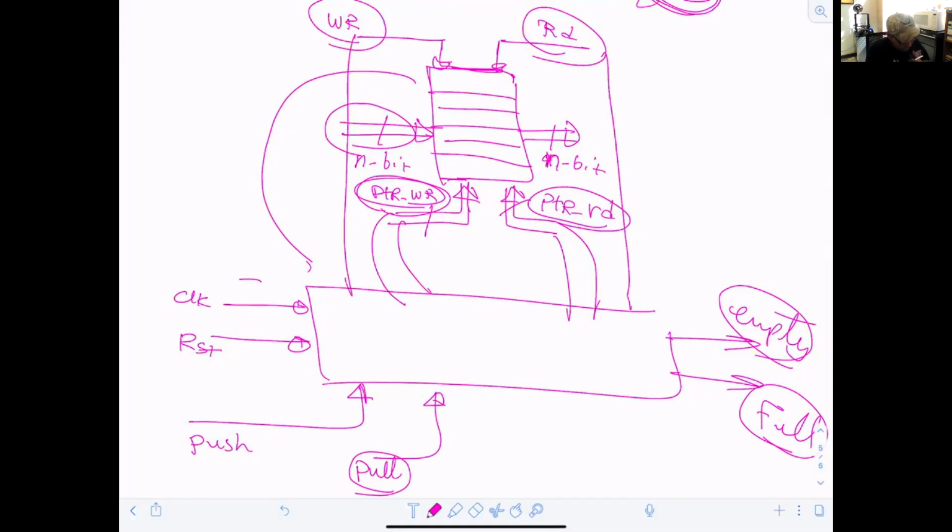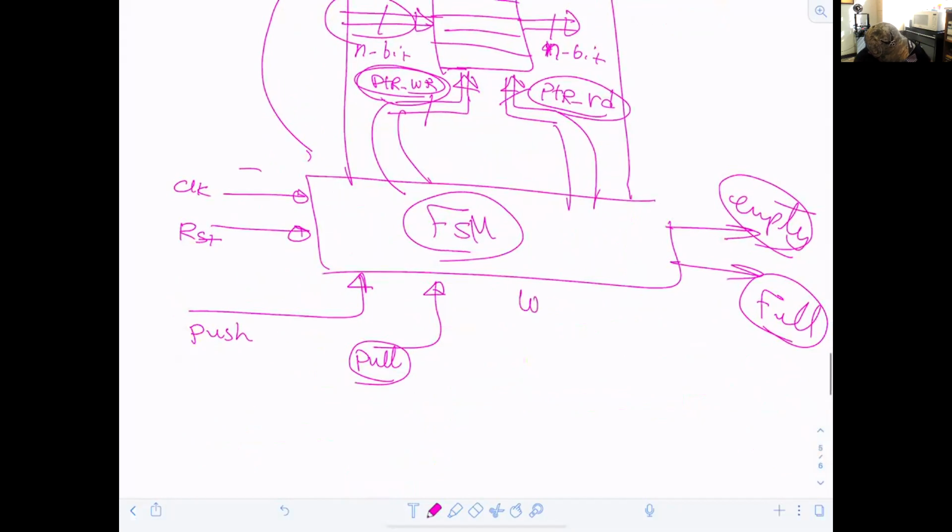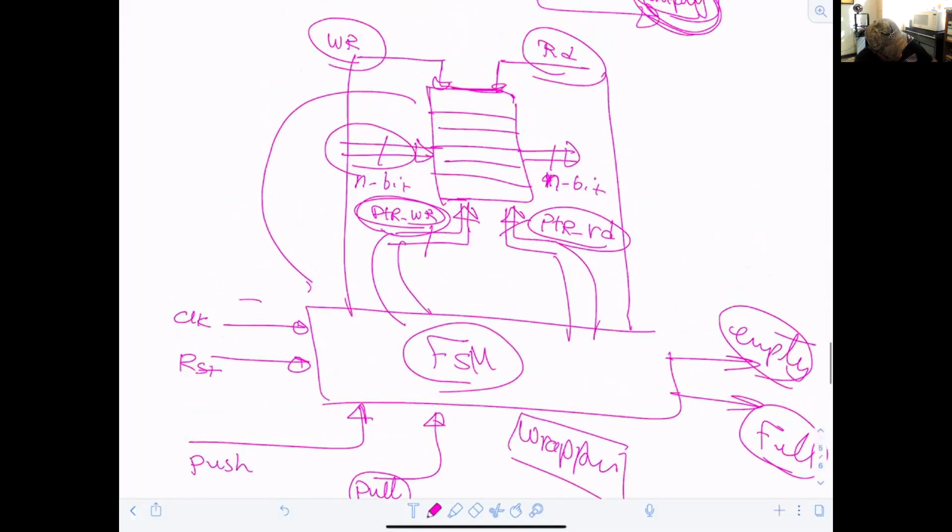Okay? And that will be our finite state machine. So we need the finite state machine to work as a wrapper around our memory that we learn. And of course, this is an input and this is an output. And that will be our FIFO. Is it clear?